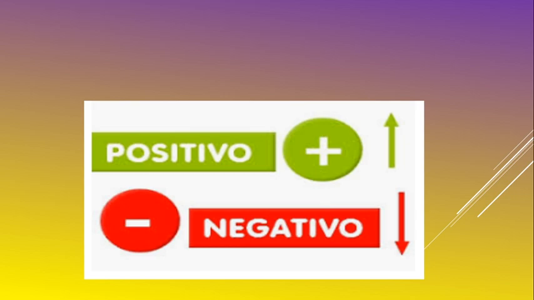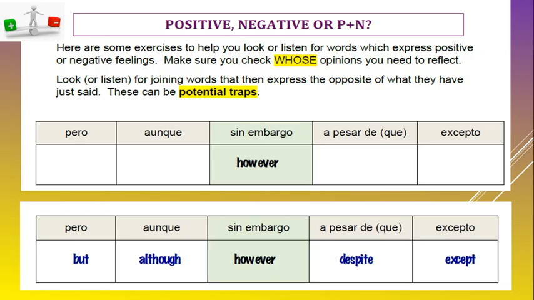Okay, then we're moving on to positive and negative questions. Now on the positive and negative questions, you have to look out for some words that express the opposite of what has just been said. So there's potential traps, there's certain words that can go in to confuse you, such as the pero, aunque, sin embargo, a pesar de, and excepto. So these ones are the ones to be listening out for and looking out for in the reading.